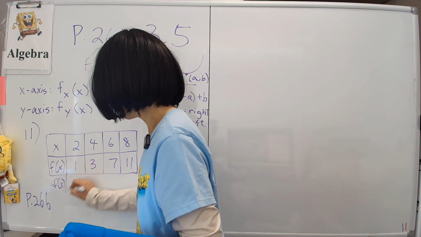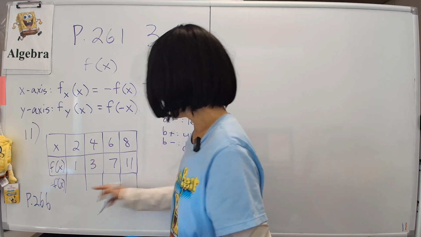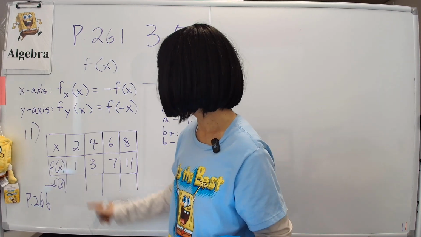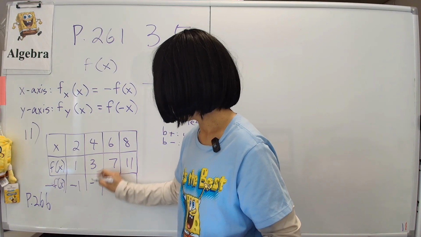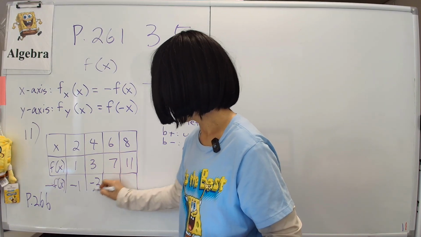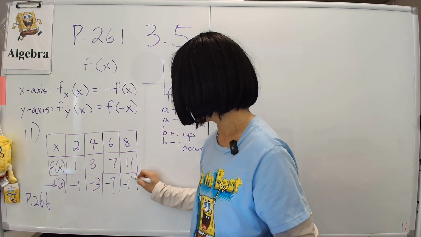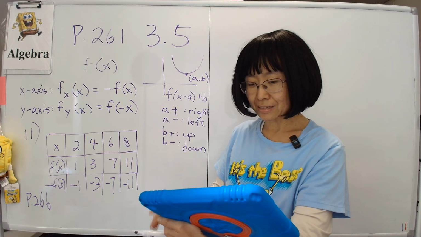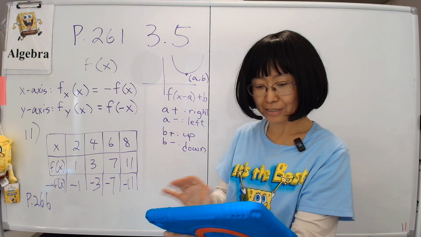We need to write down the results on the table. Well, that's simple enough. It already told you it's minus f of x. This is a negative sign, and so let's slap the negative sign on there. So 2 becomes minus 1, 4 becomes minus 3, 6 becomes minus 7, and 8 becomes minus 11. That's all there is to say about it. Now the next question is that's g of x equal to negative f of x, part A.